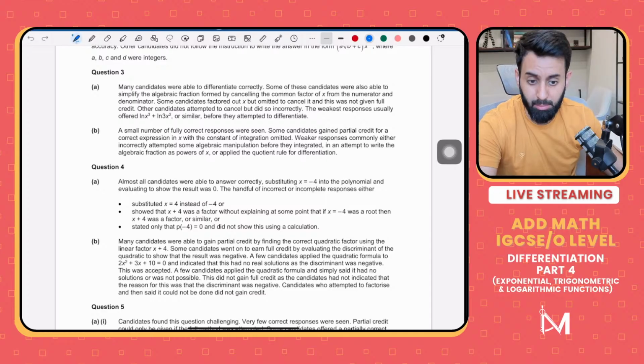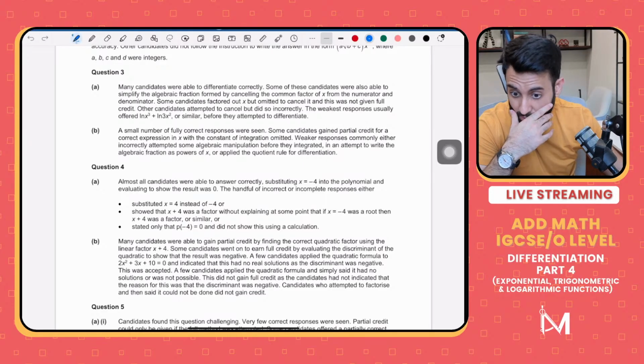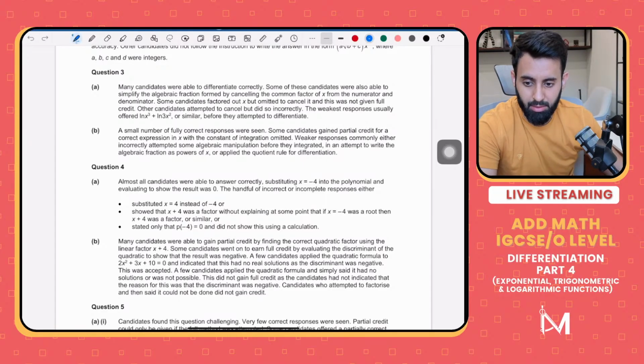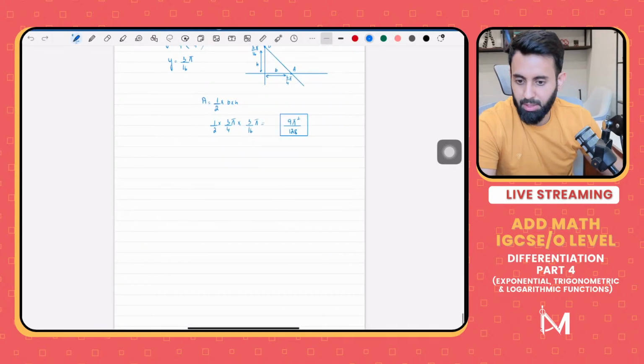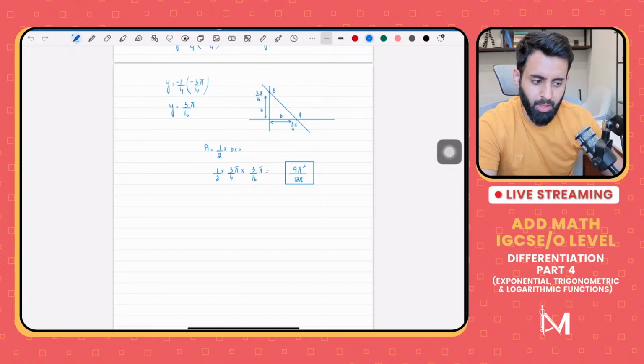Now remember, they're the same, except the only difference is that they have an extra session. IGCSE students have an extra session. So we'll stop here, and in the next part, inshallah, we will do more. We're done with differentiation through and through, but we will do lots of past paper questions, inshallah, coming soon.